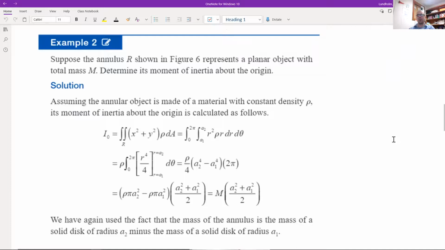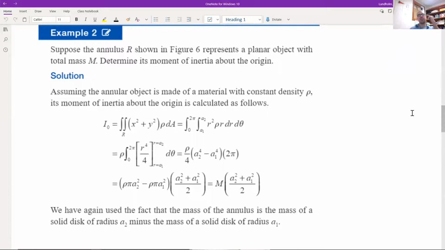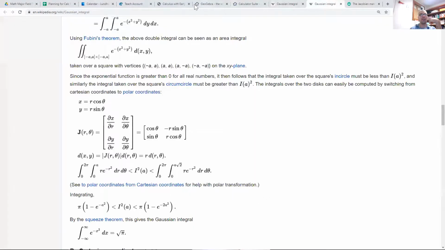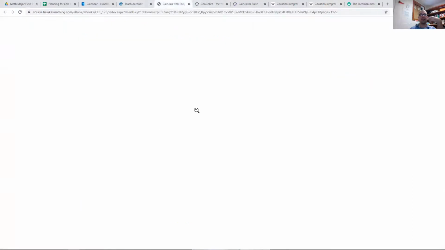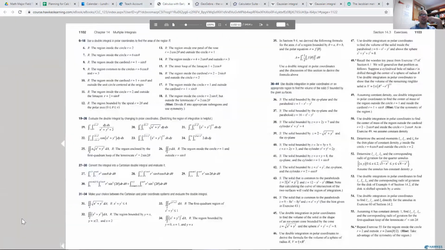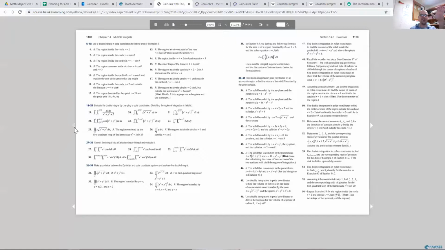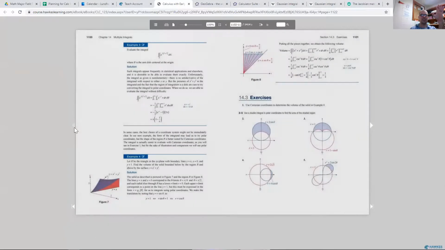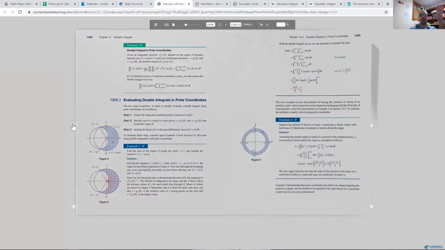Example number 2, we're taking it easy on this one. Just wanted to highlight this because in example 2, we're looking at an annulus shown in figure 6. Oh, goodness, I didn't copy figure 6 over. What was I thinking? An annulus is just a ring. Let's see. Where are you at, figure 6?